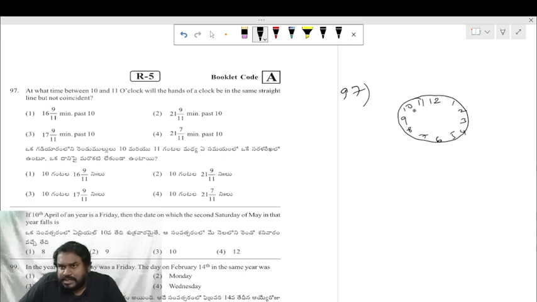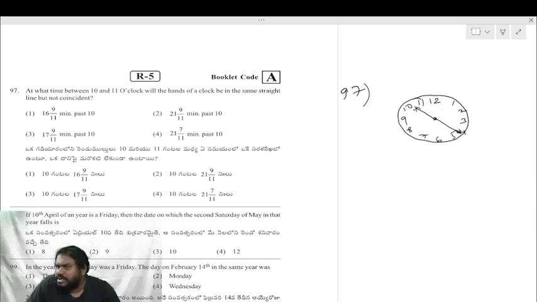So what is happening? At some point of time, see, this is the case. At this point, they are in a straight line but not coinciding. Just after 10 o'clock, at what time will they be in a straight line but not in the coincident position? Just looking at it, you can guess the answer. So 10 crossed. At 10:15, they won't be in a straight line.